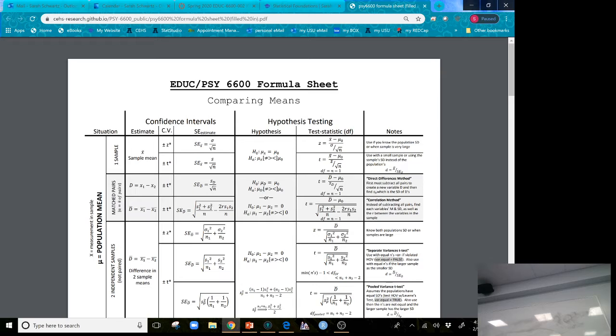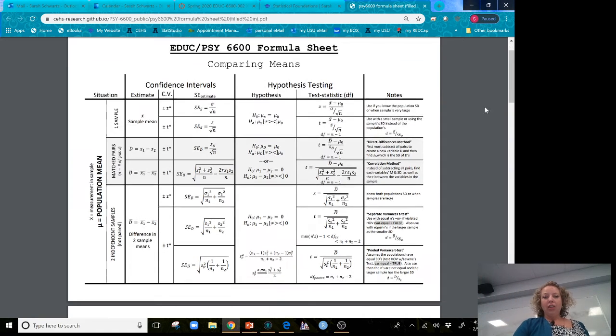We have what situation we're in, the estimate that we're going to make, the critical value, CV is critical value, how we estimate standard error. What do you notice about the formula as we move along in the sheet? It gets a little more complex, right? And then here's hypotheses, the test statistic, and then some notes over here. So this is the first page of the formula sheet. These are all T and Z tests. So that's going to take us through the first half of the course. What happens in the second half of the course?